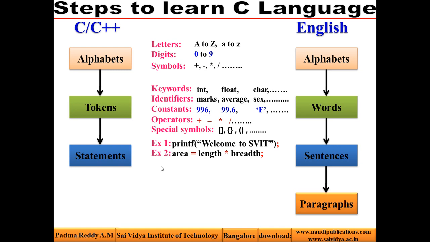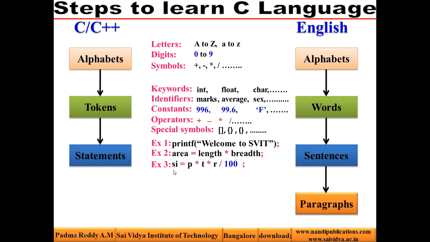Another example, I want to compute simple interest. What is the formula to compute simple interest? SI equal to P into T into R divided by 100. Now like this we frame so many statements.